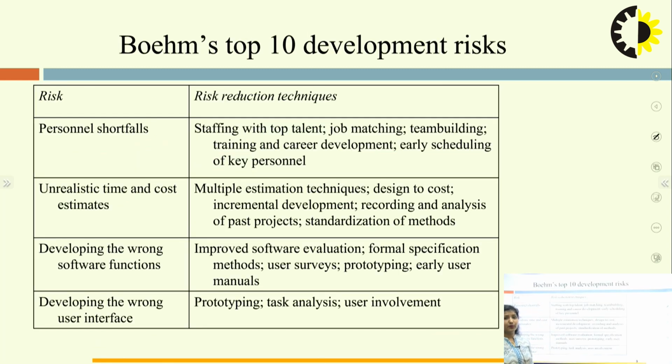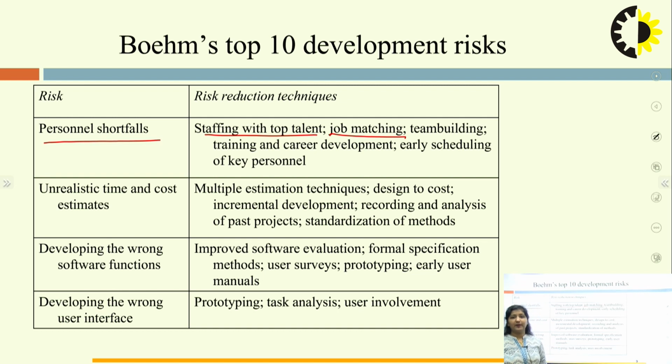Now Boehm gave the top 10 development risks. Like what are the types of risk? Personnel shortfall is there. So the risk reduction technique for this shortfall is staffing with top talent. The resources which we are going to consume in the project are going to be top talent. Next one, job matching.